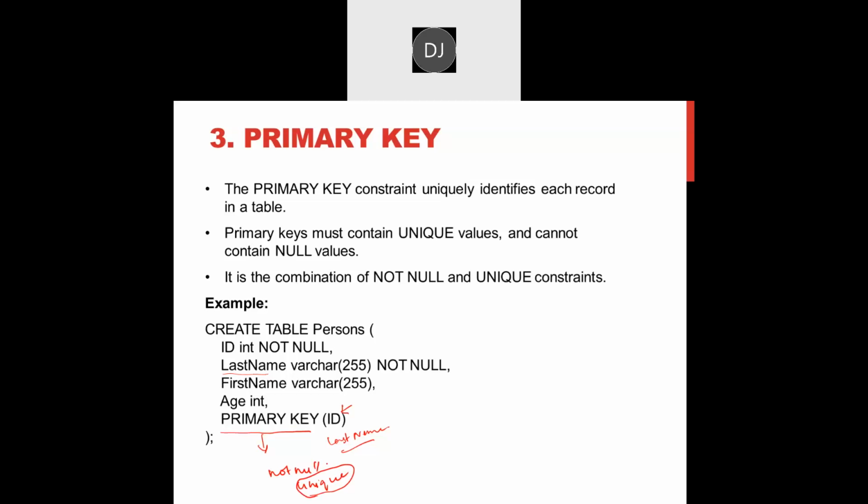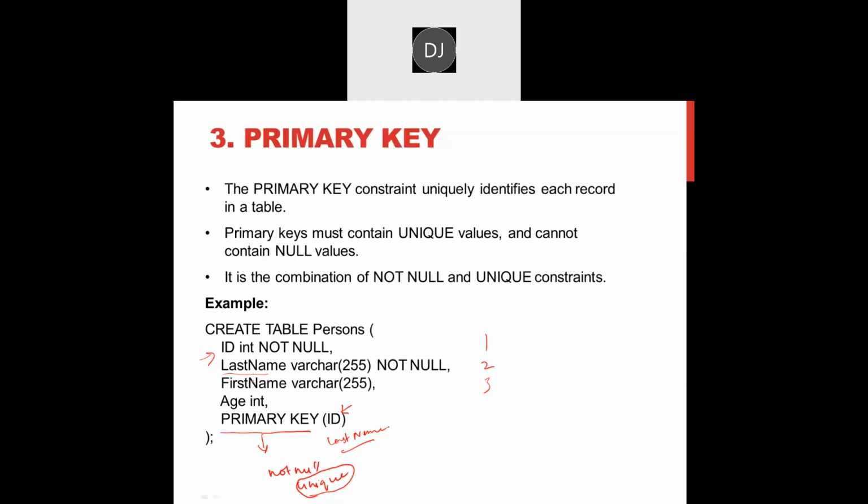Normally we will generate a primary key like id not null. You can give unique, non-repetitive values, or you can start from 1, 2 likewise and go on. Primary keys must contain unique values and cannot accept null values. I told you that it is a combination of not null and unique constraints. And how do we make a column a primary key? By giving PRIMARY KEY with the name inside the braces.